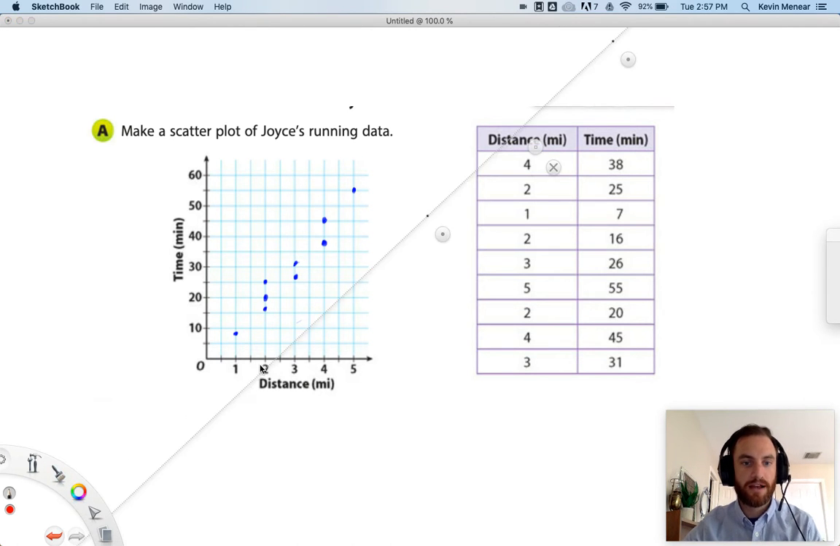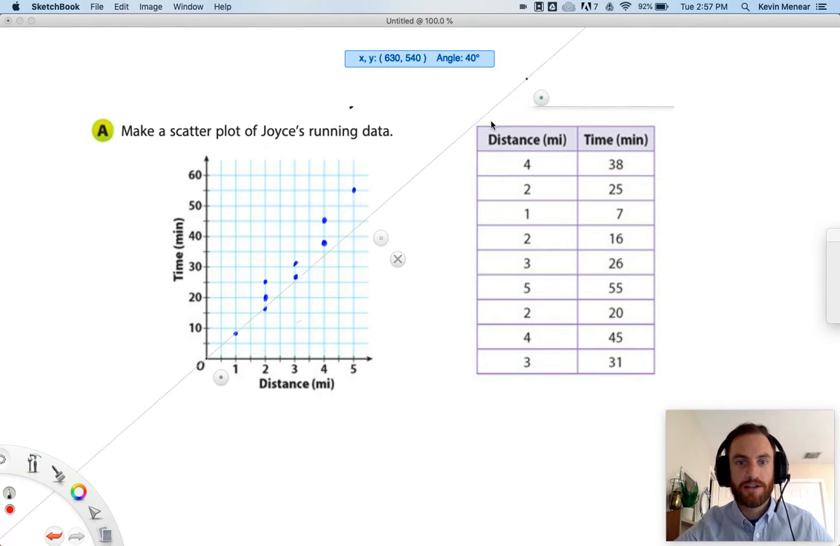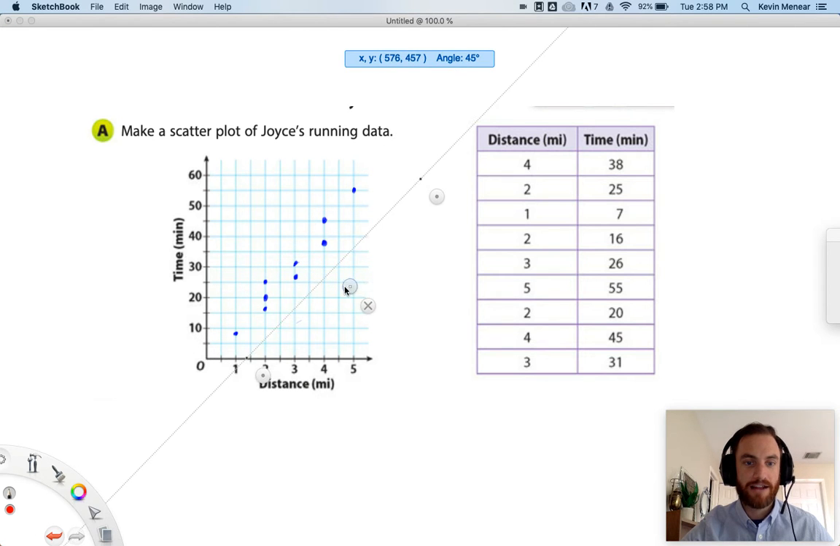So how are we going to do this? Well, obviously it makes a whole lot of sense to start at 0, 0, at the origin, because if you've only run for 0 minutes, if you haven't run any minutes at all, you're not going to go any distance. So it wouldn't make sense to start my line up here at 0, 10, because that would imply that it took me 10 minutes to run 0 miles. And I obviously wouldn't want to start my line here at like 1, 0, because that would imply that I ran 1 mile in 0 minutes, both of which would be kind of silly.